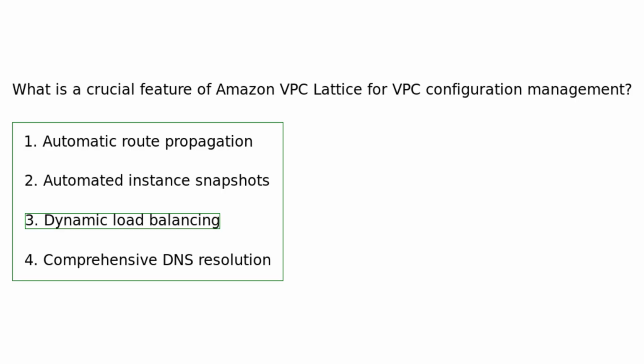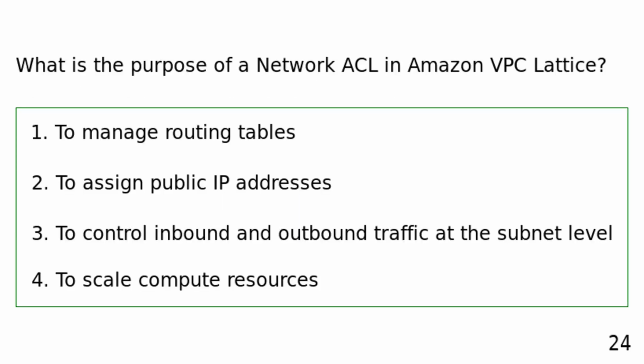A crucial feature of Amazon VPC Lattice for VPC configuration management is automatic route propagation to ensure proper routing within the mesh network. What is the purpose of a network ACL in Amazon VPC Lattice? To manage routing tables. To assign public IP addresses. To control inbound and outbound traffic at the subnet level. To scale compute resources.